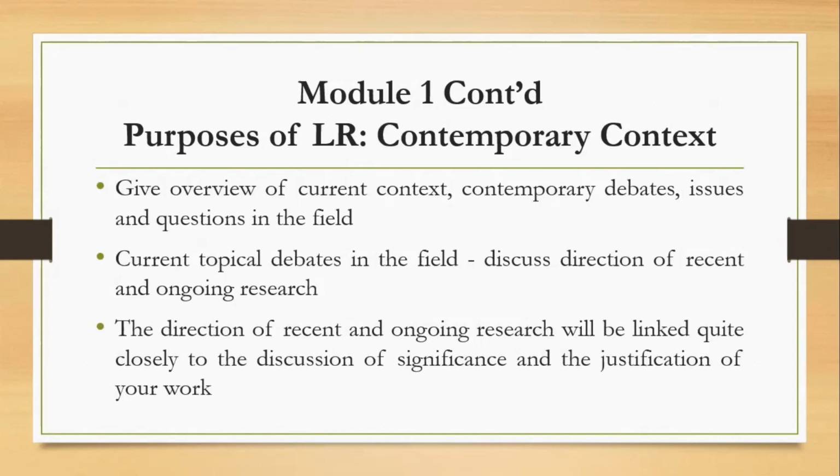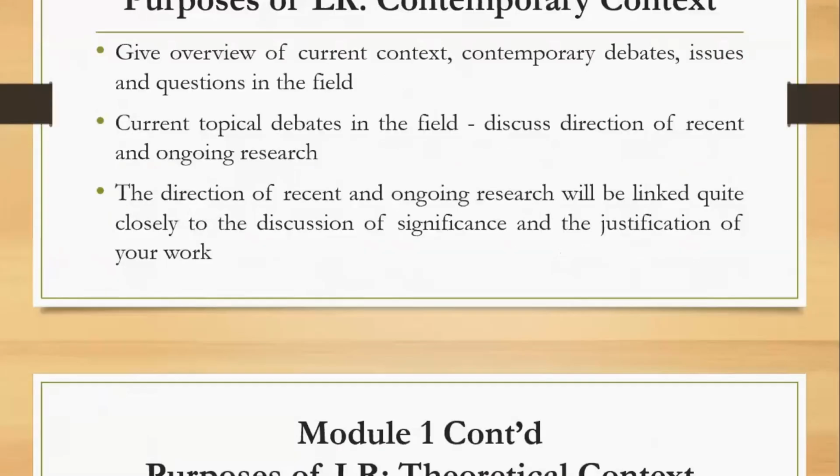So you have to let us know what the current perspectives are and where your work sits in. Now, the current perspectives will be very significant, because when you start discussing the significance of your work and the justification for your work, you are going to situate it within this contemporary context and why your work matters. And so you have to understand that your literature review should also create a very strong contemporary context for your readers.